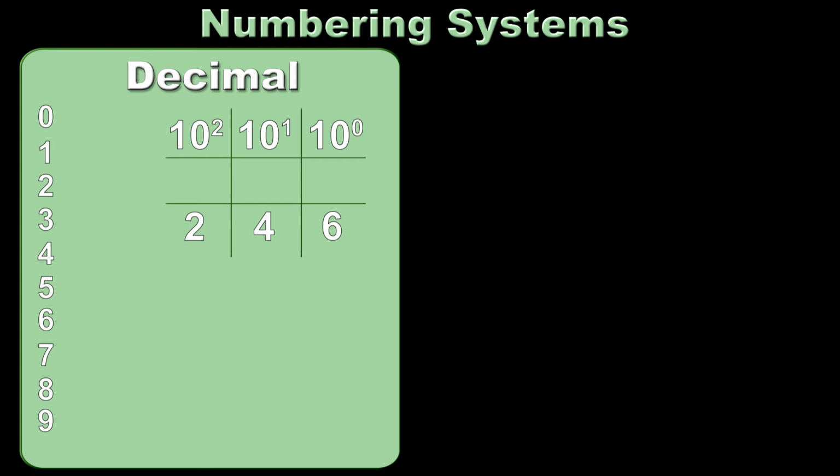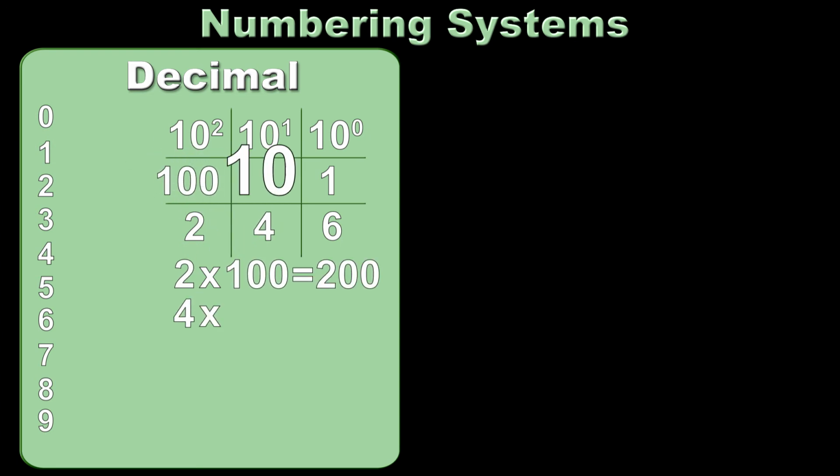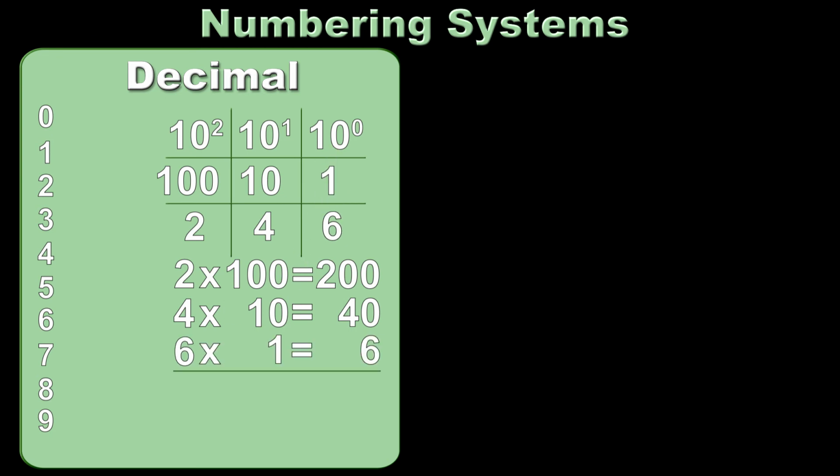For instance, 10 to the 0 power is the ones column. 10 to the first power is the tens column. And 10 squared is the 100s column. So the number 246 really means we want to take the number 2 and multiply it by 100. Add to that 4 times 10, then 6 times 1. Add up those three numbers, and that's how we get the total of 246.